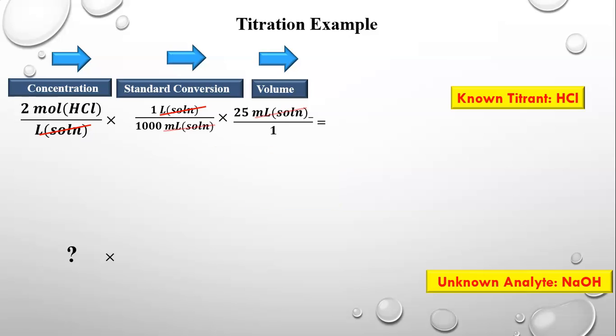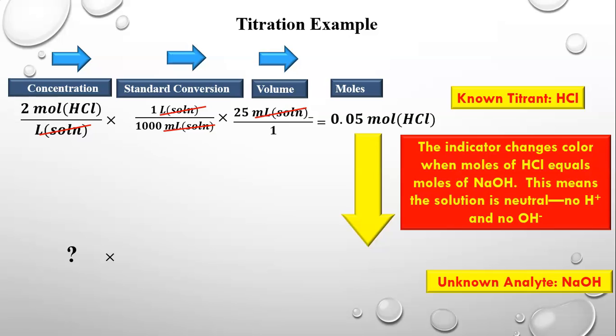And if you do the calculation on that, cancel your units, you get 0.05 moles of HCl were required to neutralize the NaOH. So the indicator changes color when the moles of HCl equals the moles of NaOH. Because remember, they match up one molecule to one molecule, 1 mole to 1 mole. This means that the solution is neutral. There's no hydronium ions, there's no hydroxide ions.